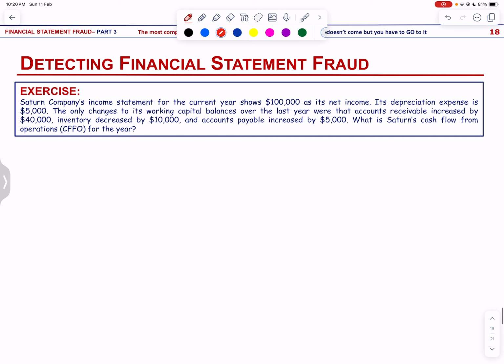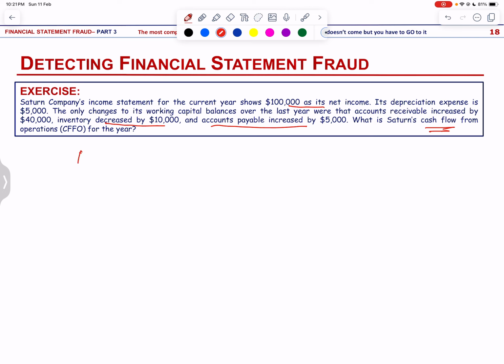Okay. Now, Saturn Company income statement for the current year shows 100,000 as its net income. Its depreciation expense is 5,000. The only changes to its working capital balance over the last year were that accounts receivable increased by 40,000, inventory decreased by 10,000, accounts payable increased by 5,000. What is Saturn's cash flow from operations for the year?